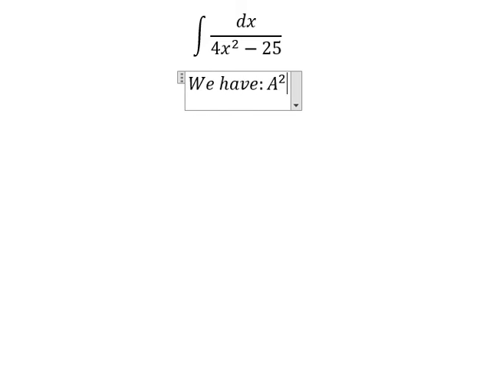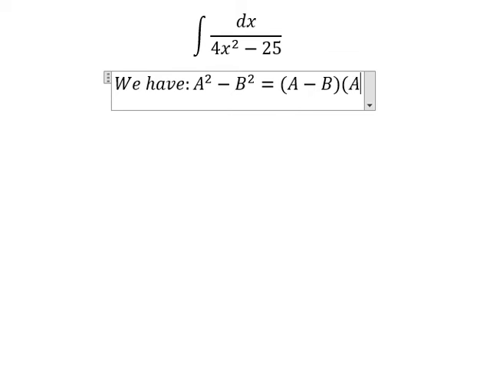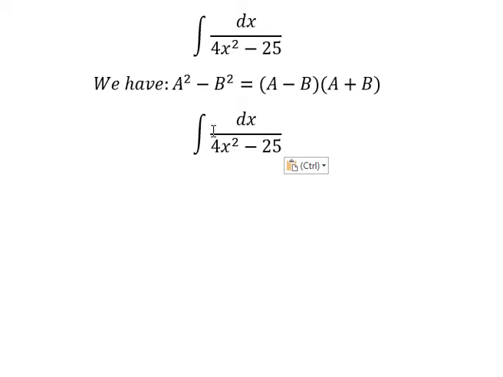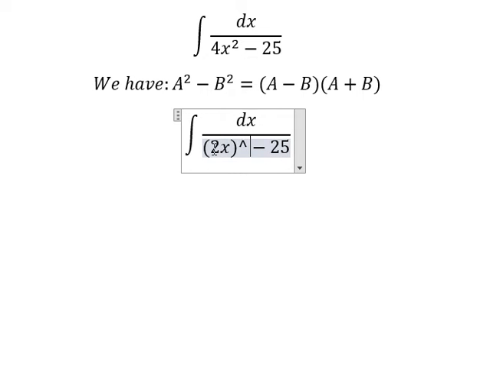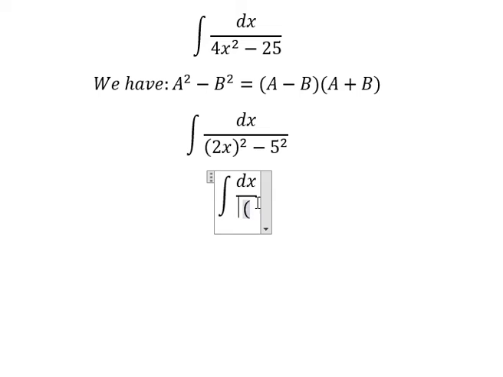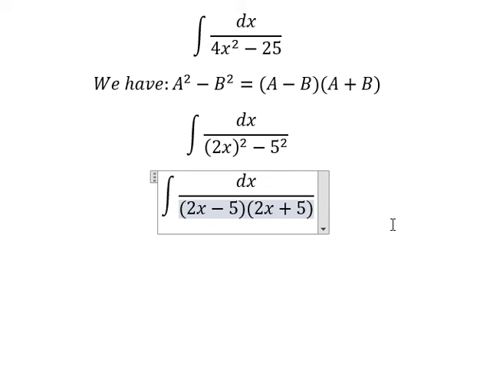That's about a squared minus b squared equals a minus b multiplied by a plus b. So this is about a squared, and we have (2s) to the power of 2. This is about b squared. That is about 5 to the power of 2. Now, we apply the formula in here, and we will have 2s minus 5 multiplied by 2s plus 5.